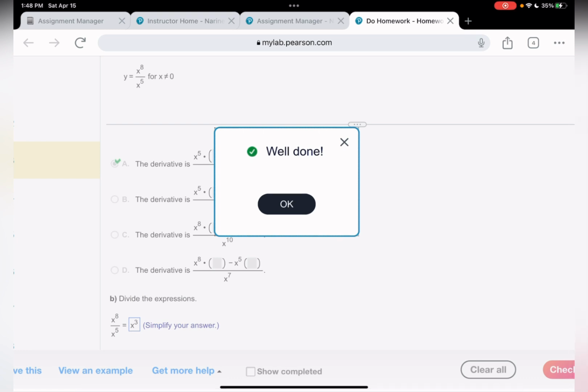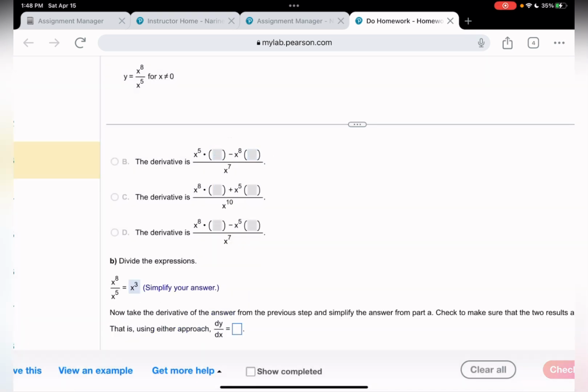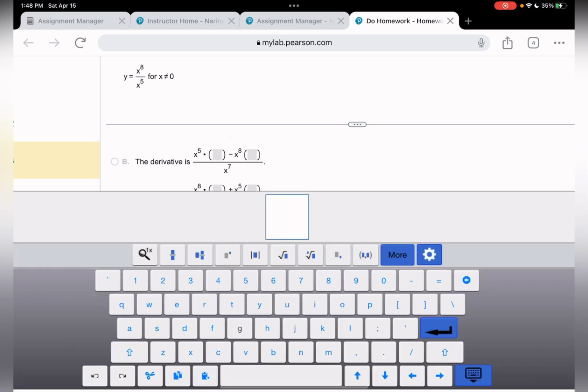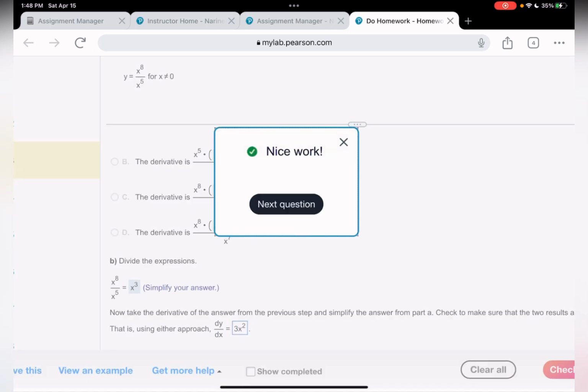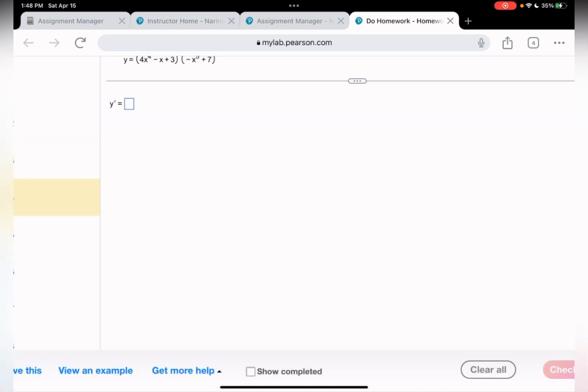Okay. And now it's asking for the derivative. Now here we put 3x to the power 2. Now that's a different story. All right. Moving to question number 4.